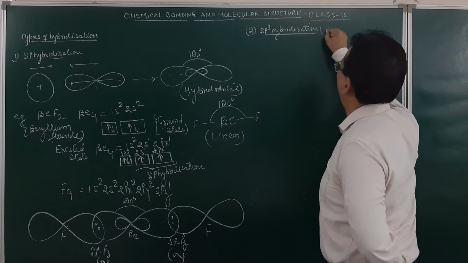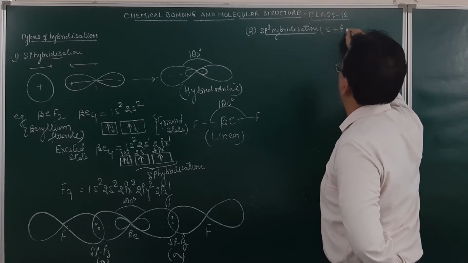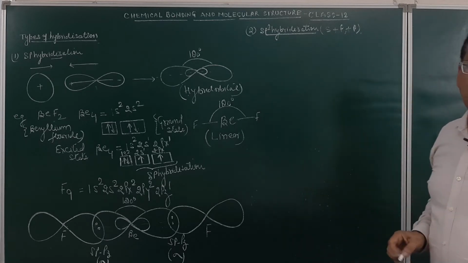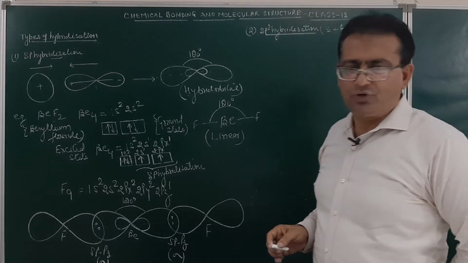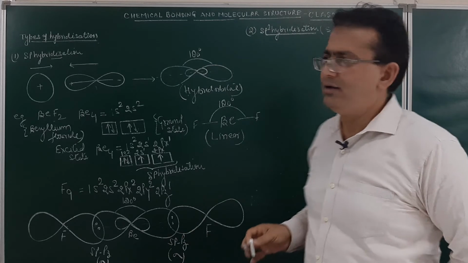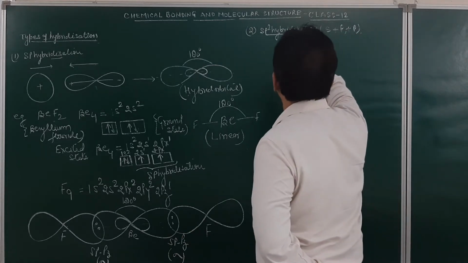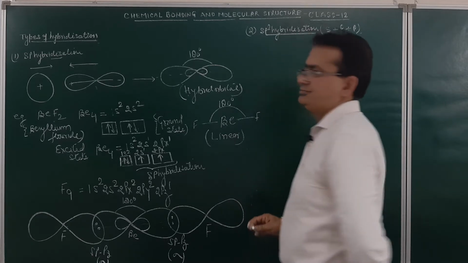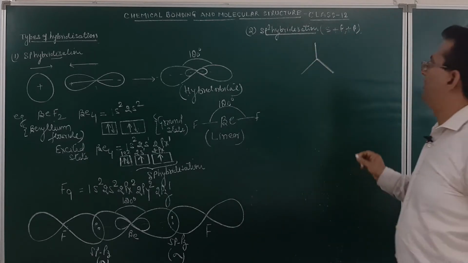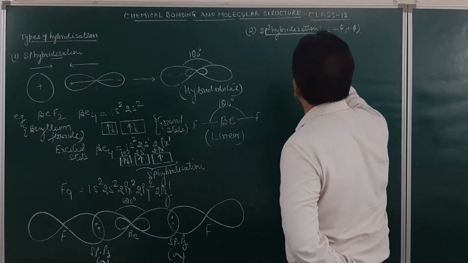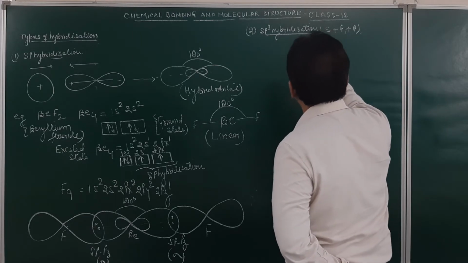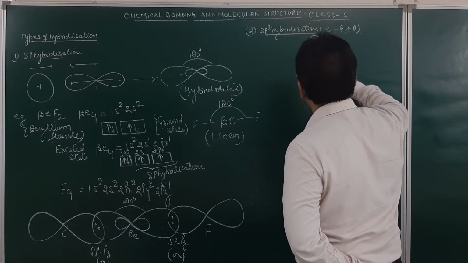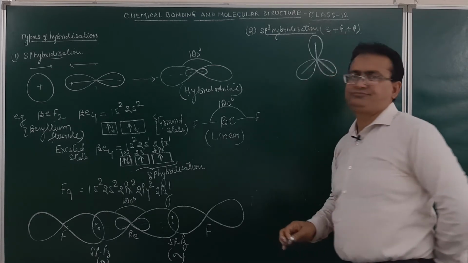So this will be s plus p plus p atomic orbital hybridization. How many atomic orbitals are overlapping? 3. So how many hybrid orbitals will be formed? 3. These 3 hybrid orbitals will orient themselves to adopt a trigonal planar geometry. This will be one sp2 hybrid orbital, this will be another, and this will be another.